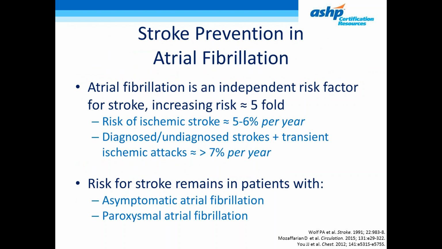Atrial fibrillation is an independent risk factor for stroke. It increases the risk of stroke about 5-fold. If we look at the annual risk of ischemic stroke, it's approximately 5 to 6% per year, not per lifetime, per year. If we combine diagnosed and undiagnosed strokes plus transient ischemic attack, this number is greater than 7% per year. And there are several pieces of literature that indicate this number is probably much higher than this. The risk for stroke remains in those patients even when they are asymptomatic with atrial fibrillation, and even in those patients with paroxysmal atrial fibrillation, or those patients that are in and out of atrial fibrillation.